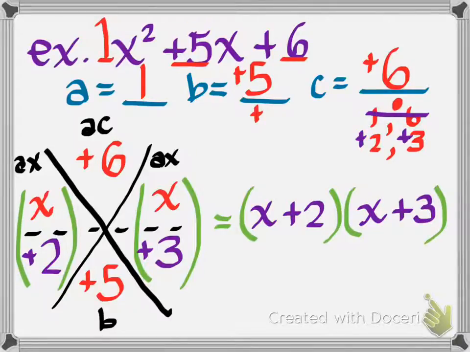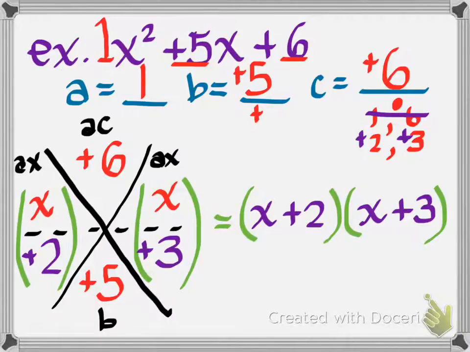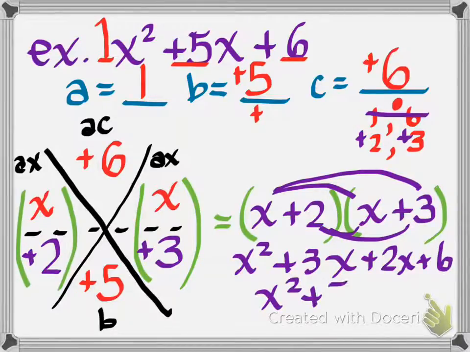You don't have to use the snowflake method, but I find that it works pretty well, especially for people who have done this in the past and have struggled. And so how do you know if you're right? You can always FOIL to check. If I FOIL this out, I get x squared plus 3x plus 2x plus 6. Add my like terms, and I get back to my original equation. So that's how I know I'm right. Let's try another one.